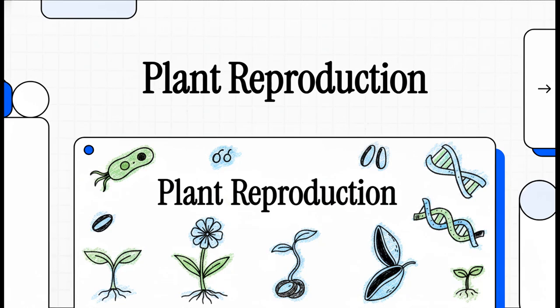Welcome to this explainer. Today, we're diving into one of the most absolutely fascinating processes in all of biology, how life ensures its own continuation. I mean, from the simplest green algae floating in a pond to the incredibly complex, beautiful flowering plants we see all around us, we're going to unpack the brilliant strategies organisms use to reproduce. Okay, let's get right into it.